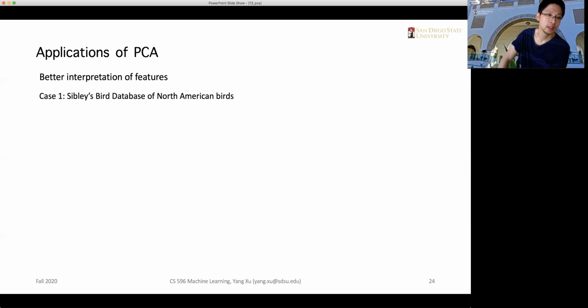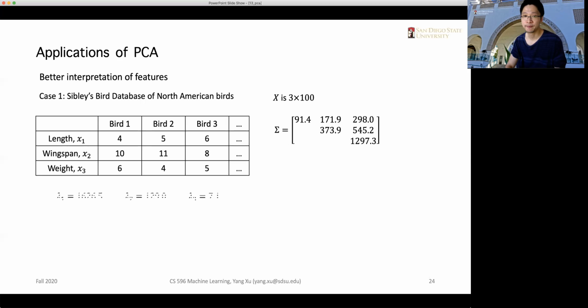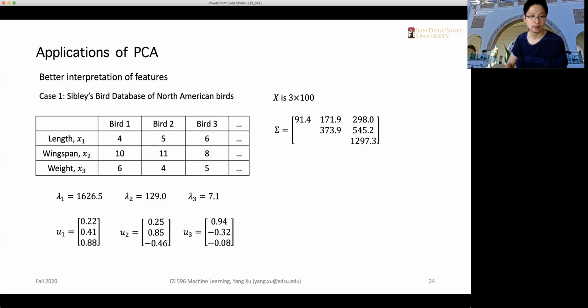Okay, so let's use the bird database again as an example. We have length, wingspan, and weight as the original features, and the birds, right, as the data instances. So X is a 3 by 100 data set. Then we can compute the covariance matrix and solve for the eigenvalues. We can easily find that the top two eigenvalues account for the vast majority of the total variance.